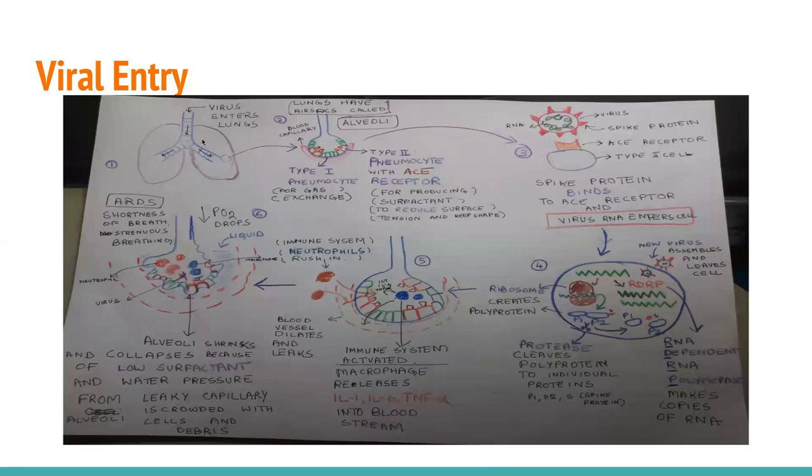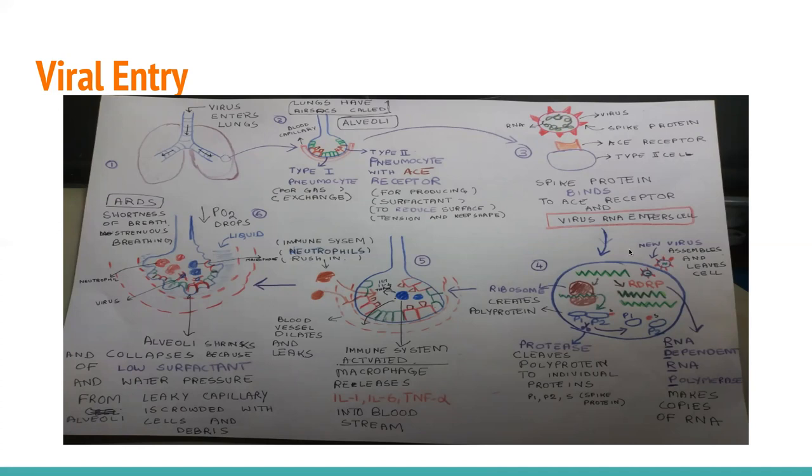So the virus enters the cell, and the virus binds to the type one pneumocyte. Type one is for gas exchange, and the type two has the ACE receptor. The type one does not have the ACE receptor, but this is the one the virus binds to. So it has a spike protein, and then it binds and enters the cell.